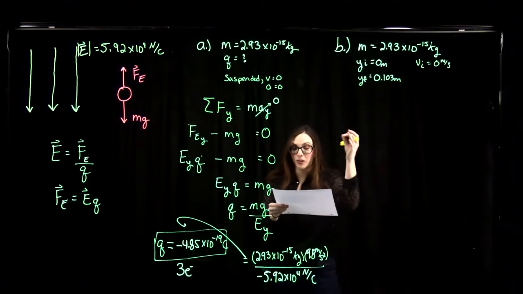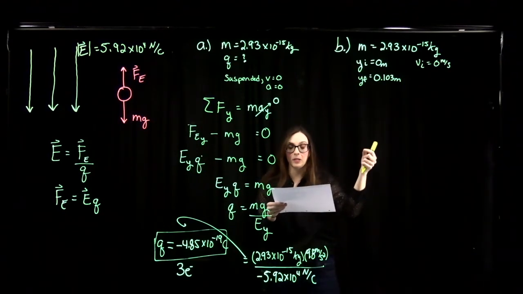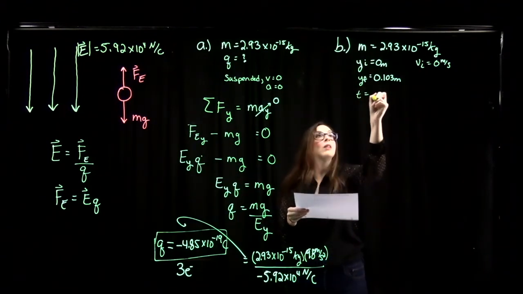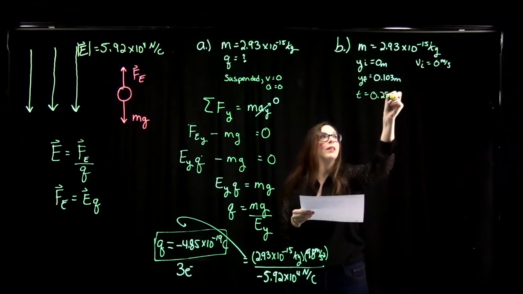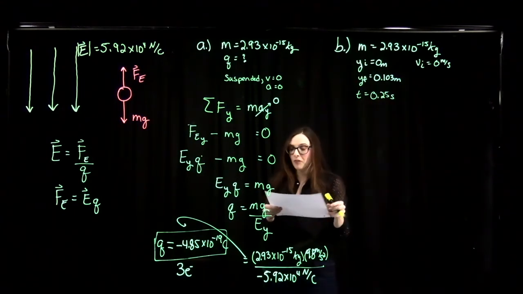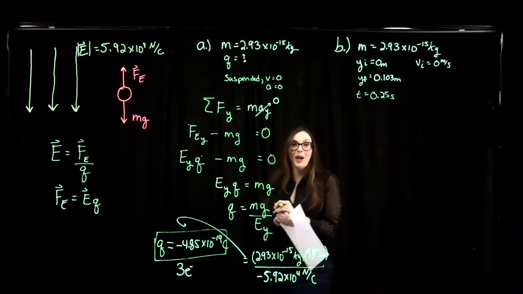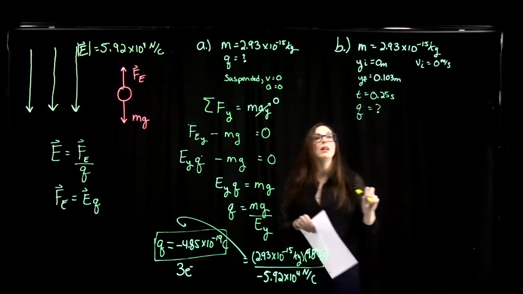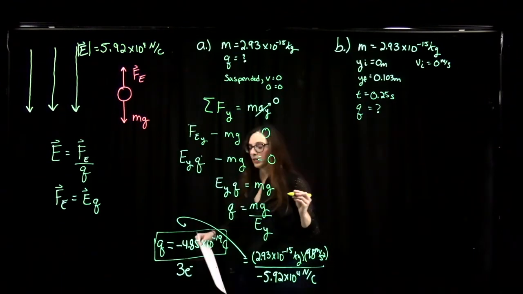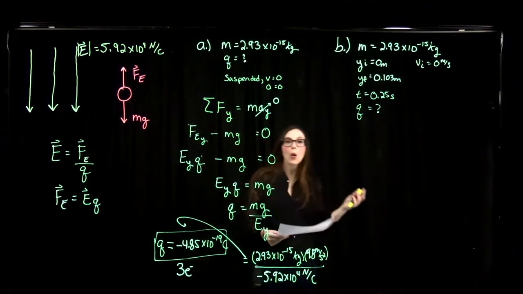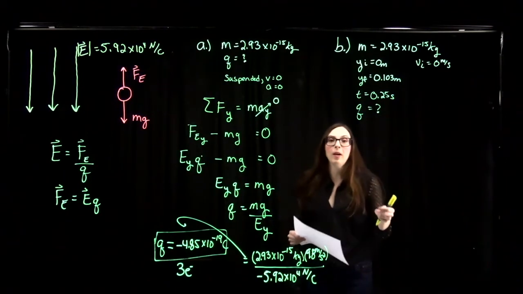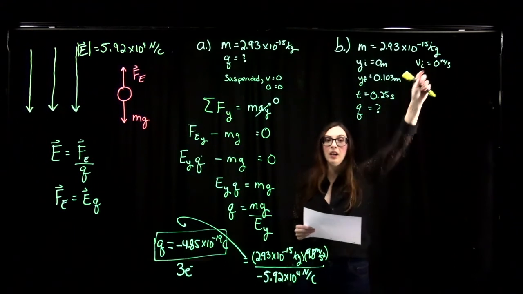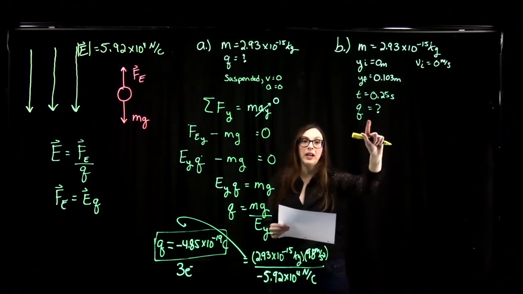And it's going to fall this 10.3 centimeters from rest in a time of 0.25 seconds. Find the charge carried by this droplet. Q is equal to question mark. All right, so we know something about the mass of this oil droplet. We know something about its motion and how long it takes to execute that motion. And with that information, we need to find Q.